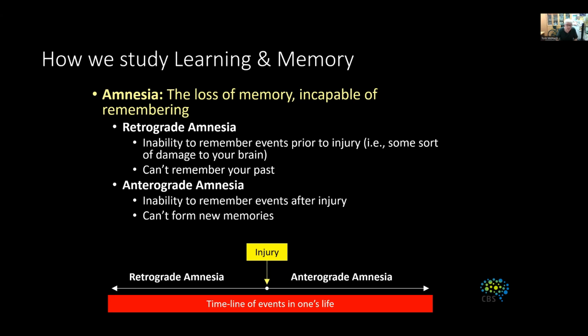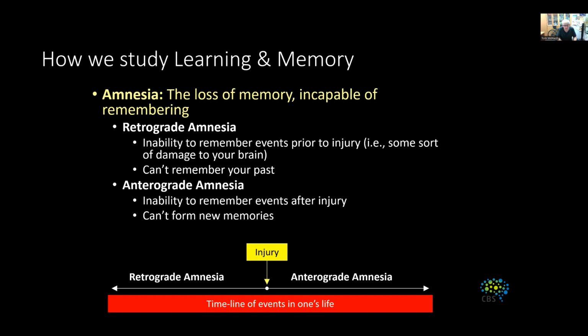Now, the loss of memory is what we refer to as amnesia. And amnesia can be roughly classified into two forms: retrograde amnesia, that's the inability to remember events prior to some sort of event or damage to your brain. And you might get this for a short term if you fall and hit your head and have a concussion, not being able to remember what happened right before the accident. That's a form of retrograde amnesia.